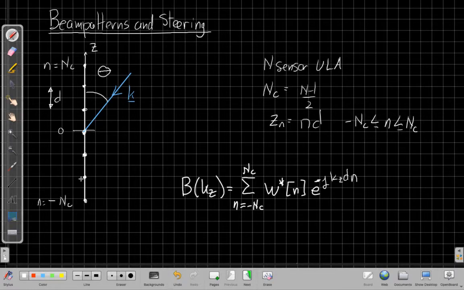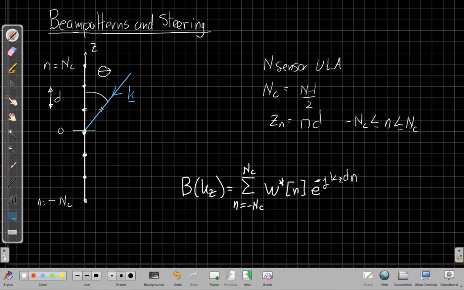And to make the math a little simpler, we're going to number the sensors pretending like they're a sequence in discrete time going from minus N_c to plus N_c. And so again, these are each spaced d apart. And so the nth sensor, as we count from minus N_c to plus N_c, is located at z_n, which is just n times d here.